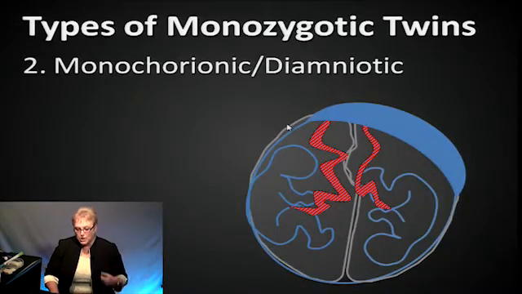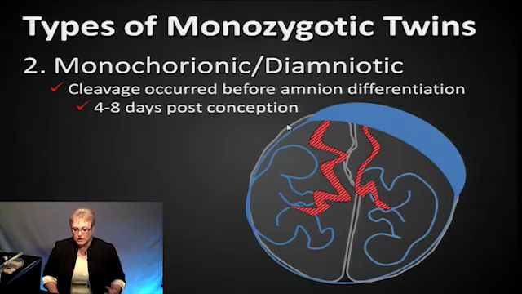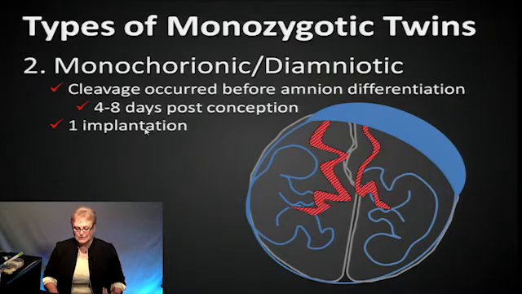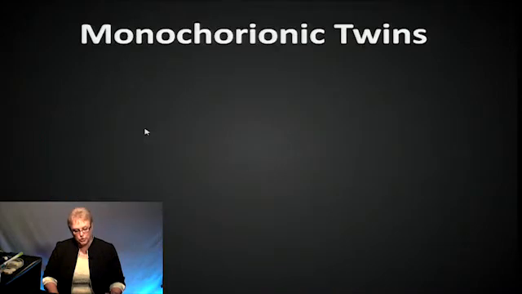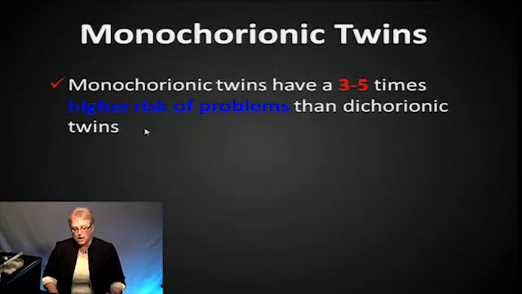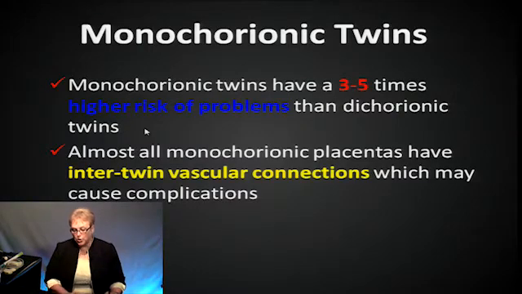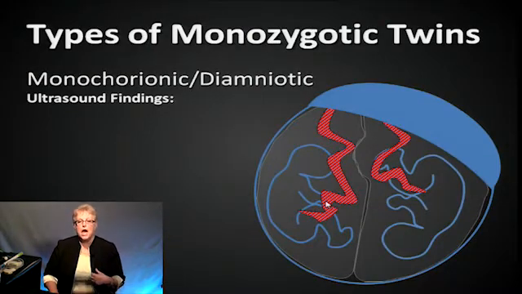Okay, monochorionic diamniotic, we have the cleavage occurs before the amnion differentiates, so 4 to 8 days post-conception. You have 1 implantation, 1 shared placenta, 1 chorion, but 2 amnions. You have 2 yolk sacs. But the monochorionic twins have 3 to 5 times higher risk problems than the dichorionic twins. Almost all monochorionic placentas have some type of intertwin vascular connections, which can complicate the pregnancy. It's just how do they share equally or not?